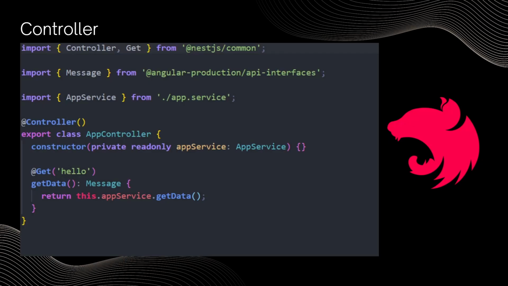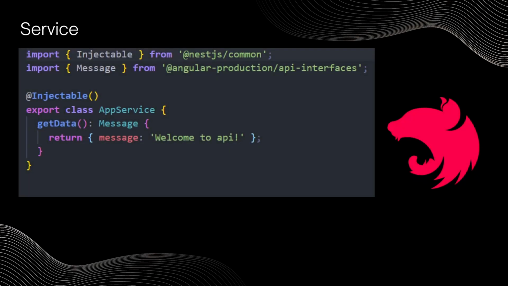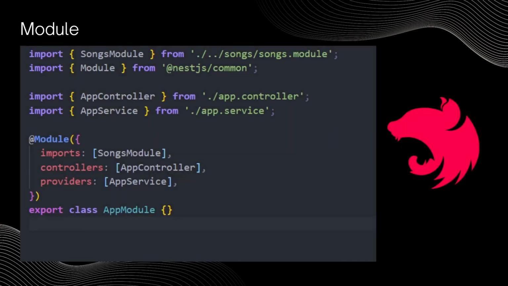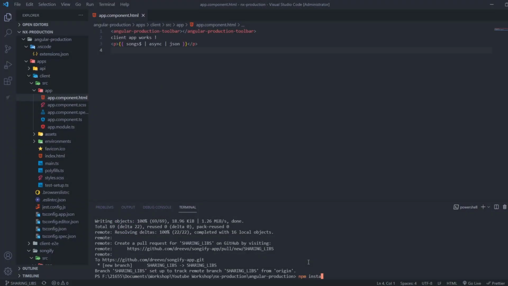So here's an example of a controller in NestJS. Seems familiar? Well, here's also a service in Nest, even a module. Here we have the decorator @Module instead of @NgModule. One more thing. With Nest, you have the ability to add Swagger, authentication with Passport, GraphQL support, Socket.IO, etc. So, without further ado, let's hop into the code and let's generate some stuff.